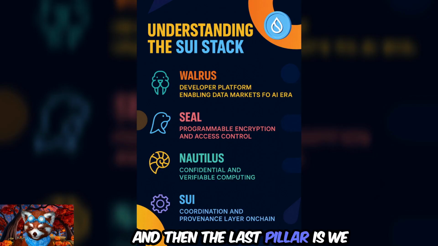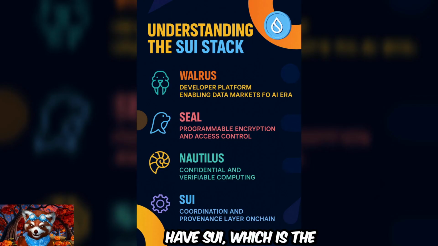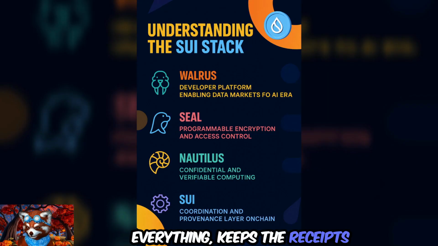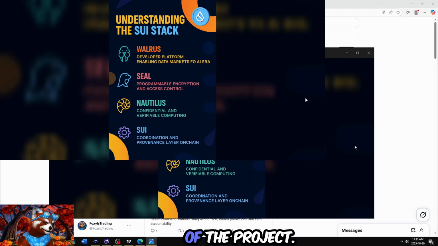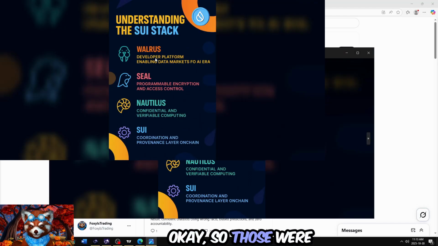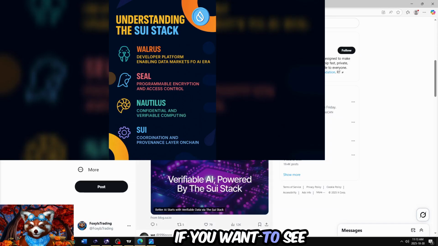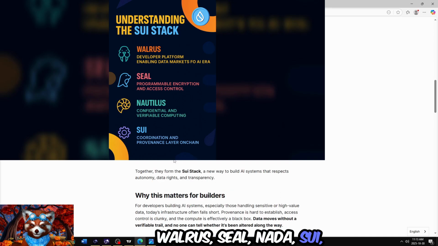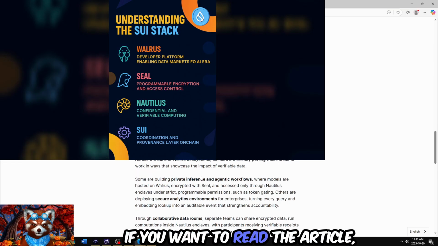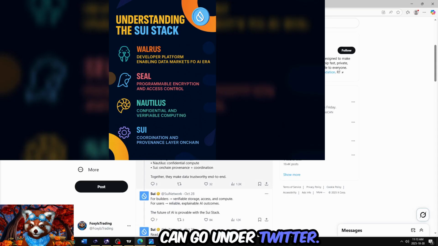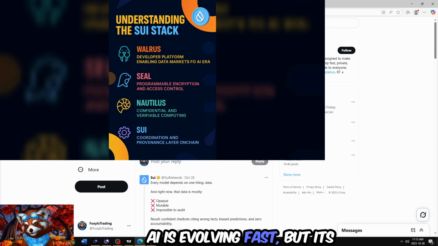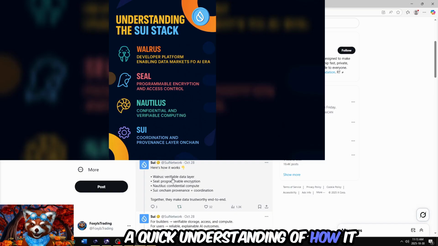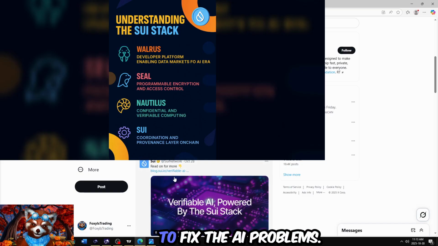And then the last pillar is Sui, which is the blockchain that you are all interested in, that coordinates everything, keeps the receipts, and enforces the trust. Those were the 4 pillars: Walrus, Seal, Nautilus, Sui. If you want to read the full article, by all means, you can go under Twitter. It is under this thread: AI is evolving fast, but its foundations haven't kept up.